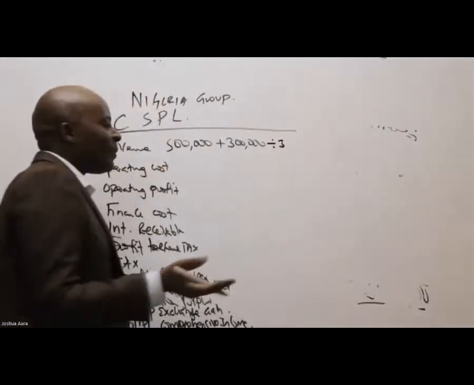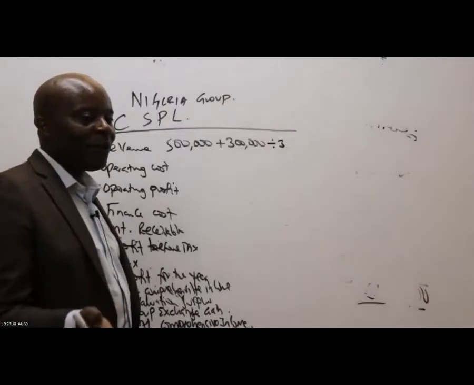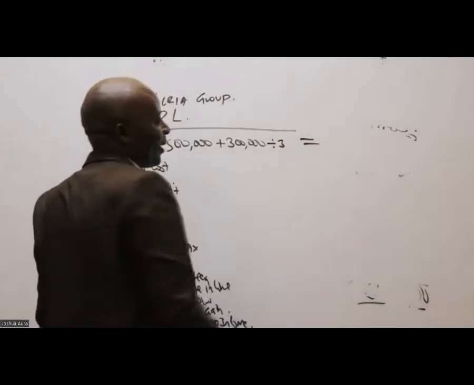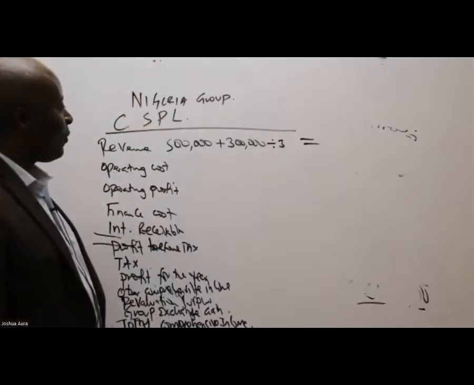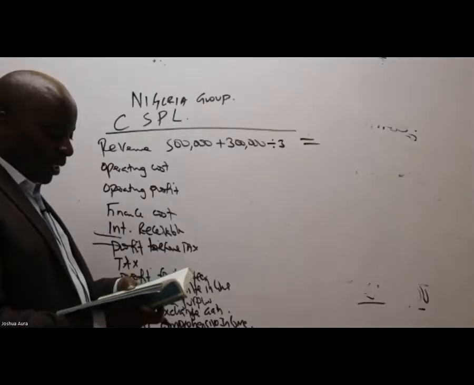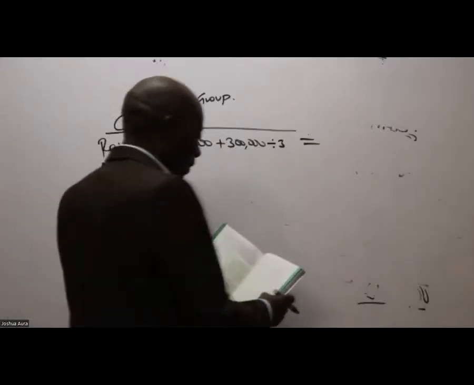Haya, unajua hii haina mambo. Hebu nipatie hapa figure. Tuone 500,000 plus 300,000 itakuja ngapi? Inakuja 600,000.